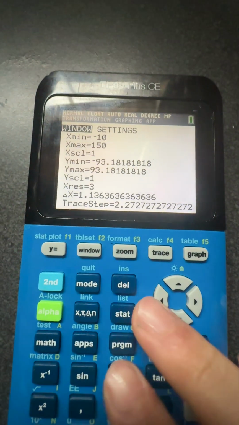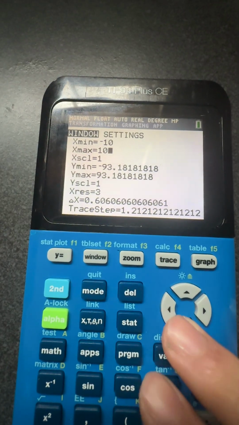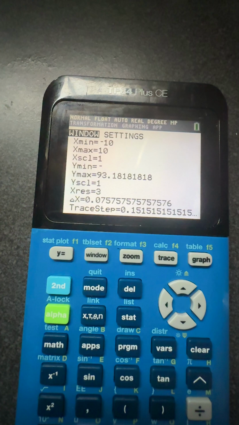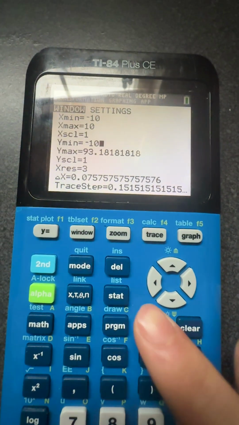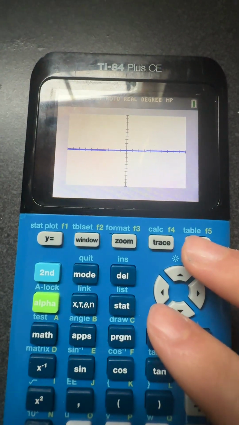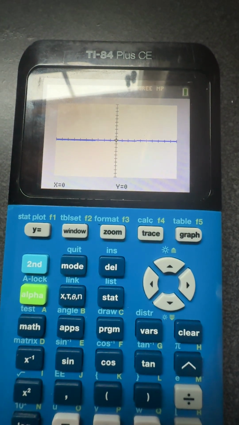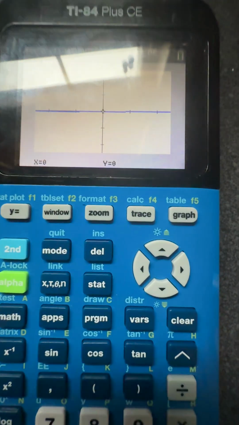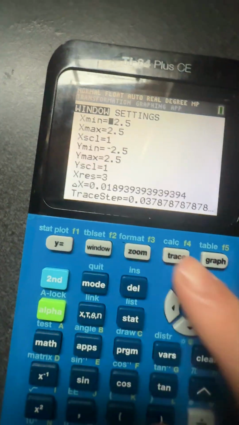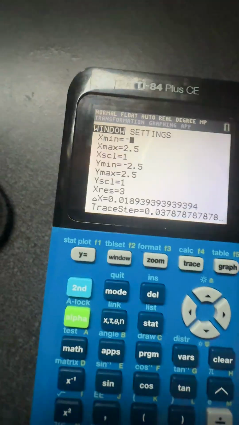So negative 10 by 10, and then negative 10 by 10. Zoom in a little bit. Okay, let's actually make this 1 by 1 by 1. See, I don't know what I'm doing right here, really.